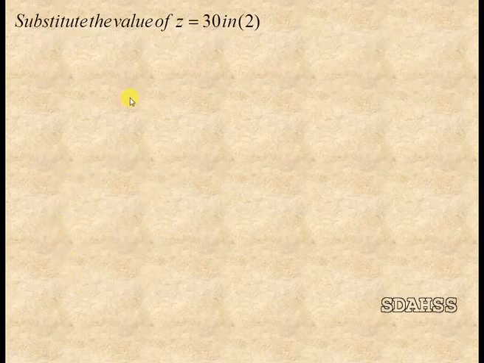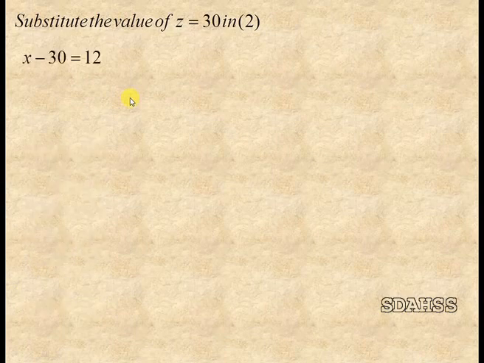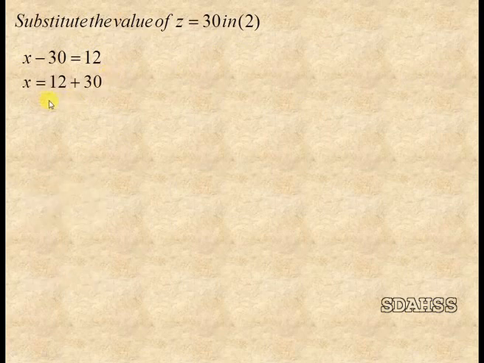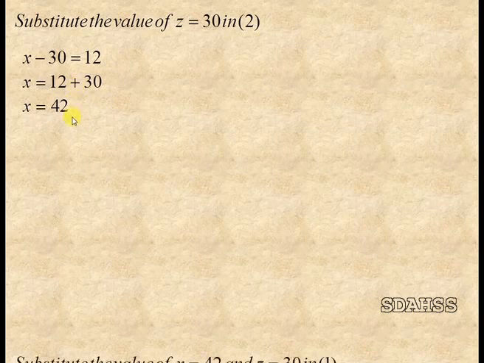Substitute z is equal to 30 in the second equation. So you have x minus 30 is equal to 12. So x is equal to 12 plus 30, x is equal to 42.